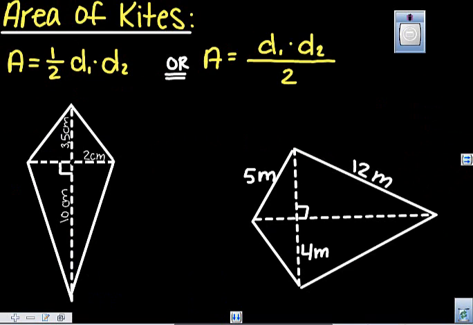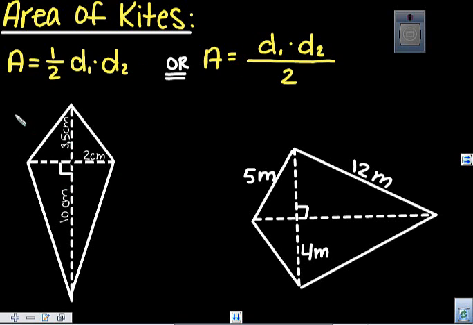Okay, so now we're on to kites, and the formula for area of a kite is 1/2 d1 times d2, and these stand for diagonal. So you have two diagonals, and in these examples you can see they're drawn crossing, okay? And remember, from properties of kites, diagonals intersect at a 90-degree angle, okay? And again, just like triangles, you could also write this instead of 1/2 times, you could do diagonal 1 times diagonal 2 divided by 2.